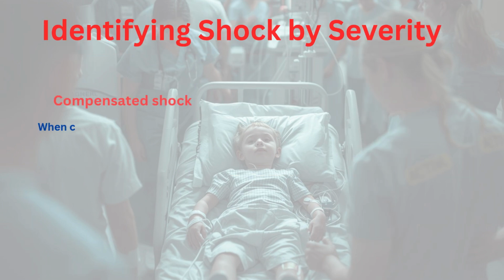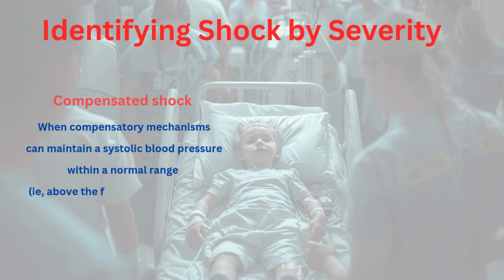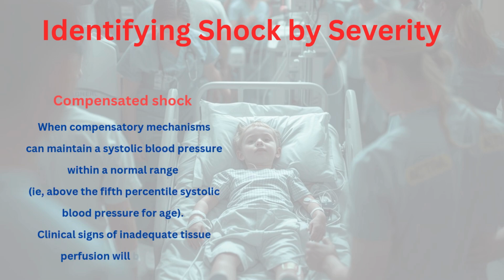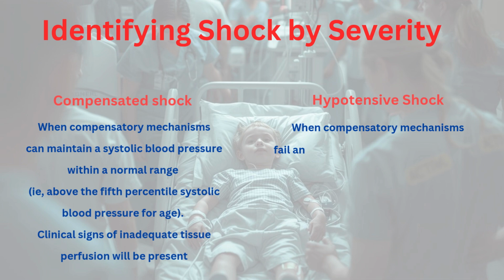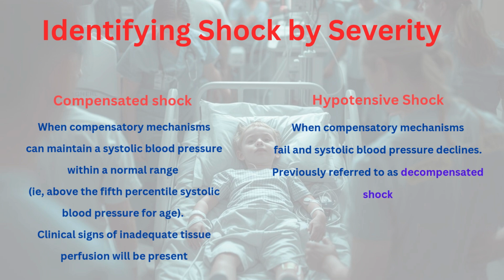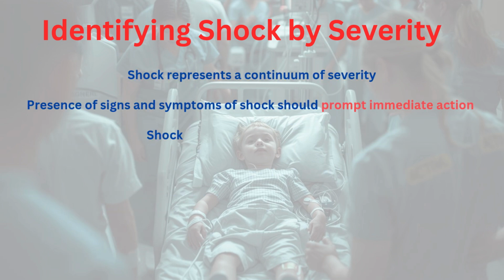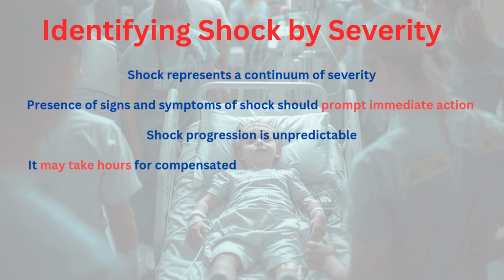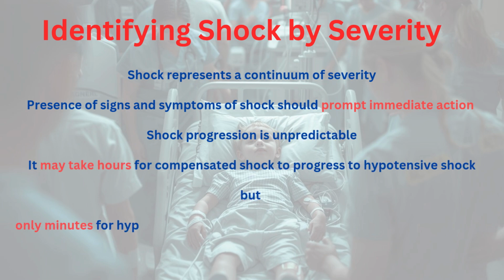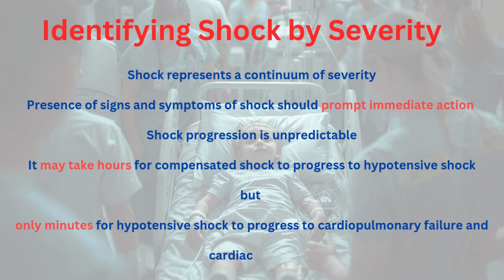This brings us to identifying shock by severity. In compensated shock, the child is poorly perfused, but their fierce compensatory mechanisms are keeping their systolic blood pressure within a normal range. In hypotensive shock, the compensatory mechanisms have failed and blood pressure rapidly declines. This was previously called decompensated shock. Remember, a child can remain in compensated shock for hours. But once they progress to hypotensive shock, you may only have minutes before cardiopulmonary failure and cardiac arrest.